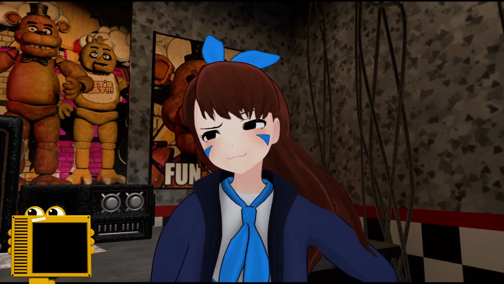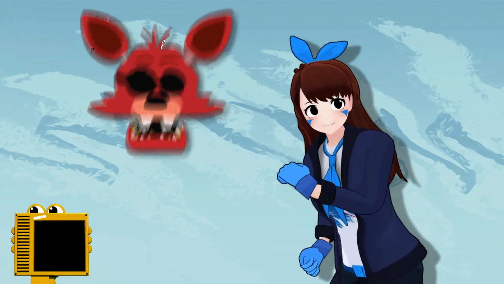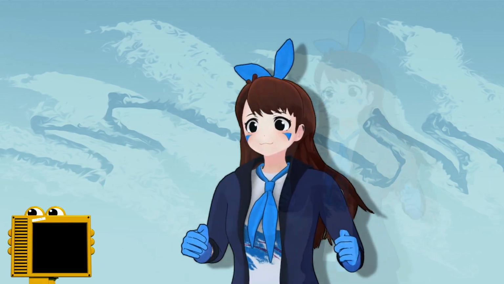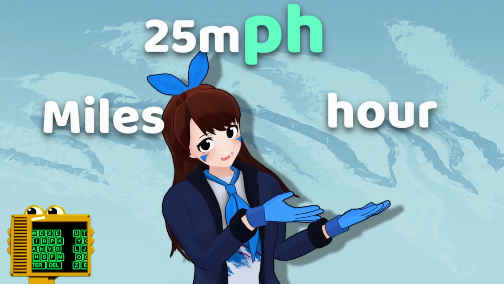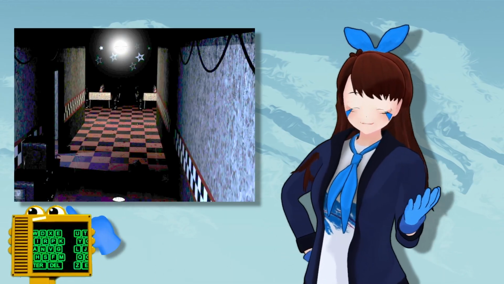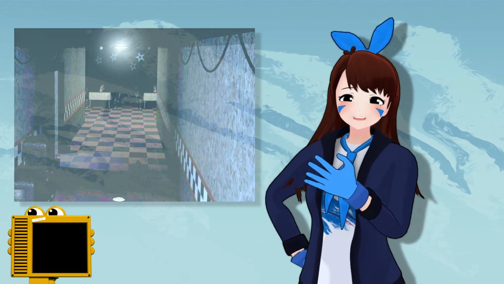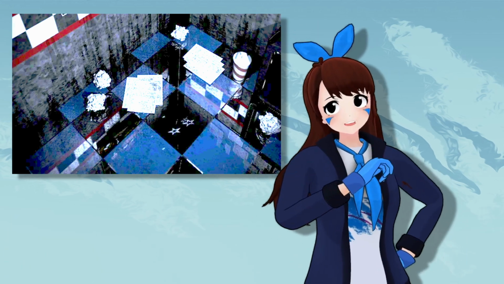Well then, I guess we'll just have to use math. Speed is the amount of distance you can travel over time. Hence 25 miles, distance per hour, time. The tile floor seems to be the perfect case for getting a consistent distance to test with. So first we need to find the length of one tile.